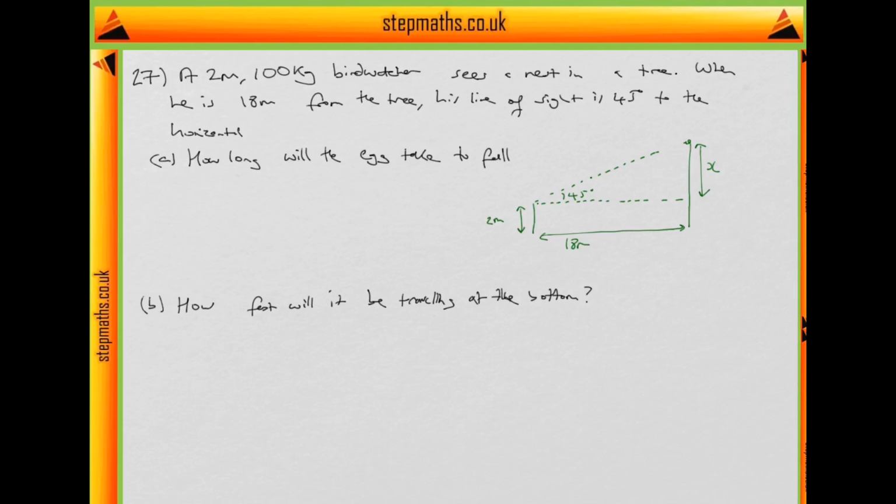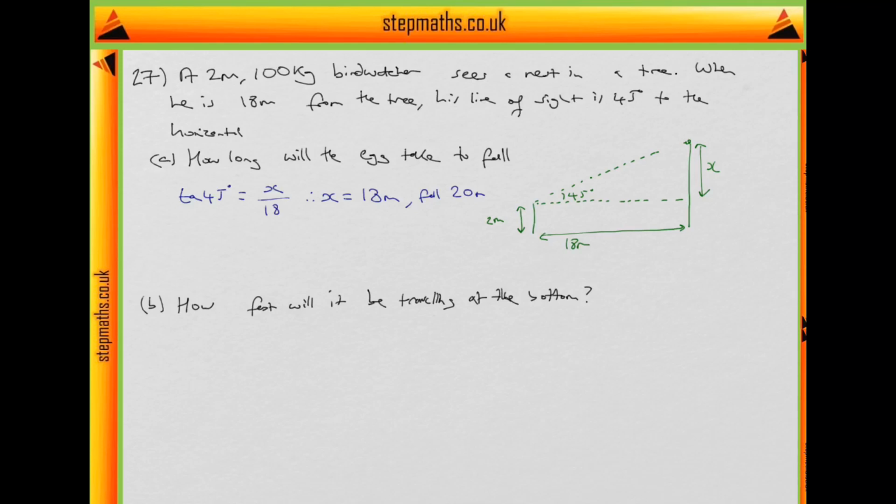So we see we have a right angled triangle and we have the opposite side and the adjacent side. So we know tan of 45 degrees will be the opposite side over the adjacent side, and therefore x is 18 times tan 45. And tan 45 is 1, so x is 18 meters. So it's actually going to fall 20 meters, x plus 2. It has to fall to his line of sight, and then the extra 2 meters to the floor.